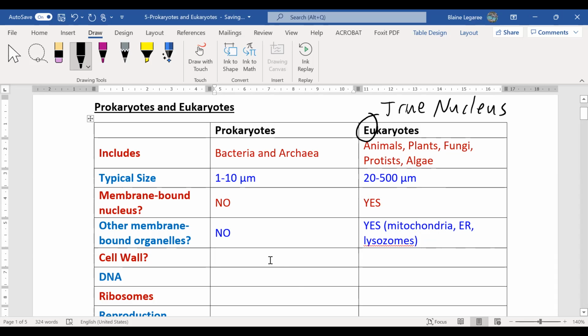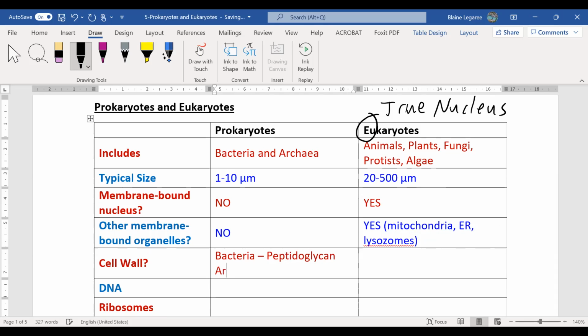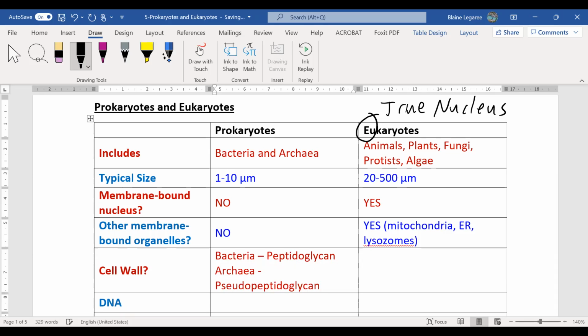What about cell walls? We've already talked about cell walls. Bacteria, of course, have cell walls, and the cell walls are made out of peptidoglycan. The Archaea sometimes have pseudopeptidoglycan, and some have S layers.